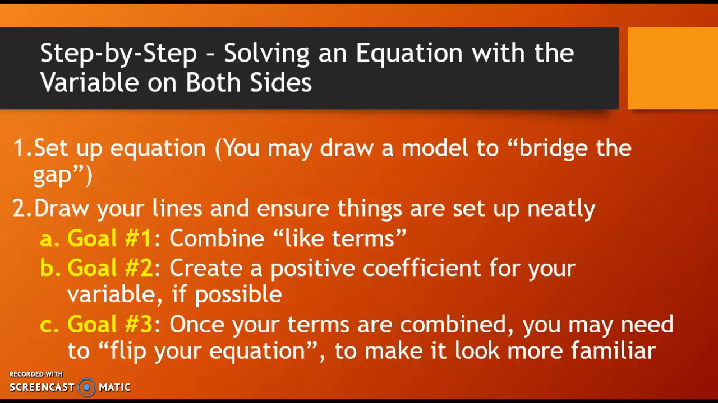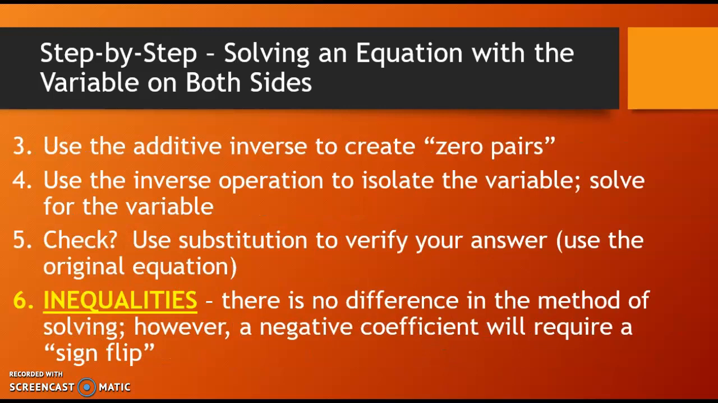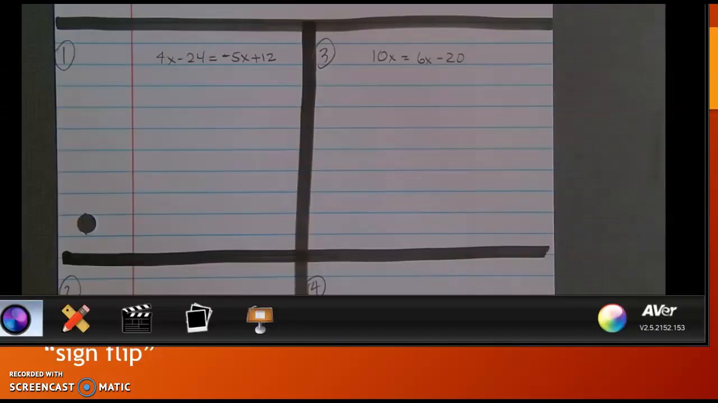Now, the next steps, of course, are going to be the same as they would be for solving any equation: creating your zero pairs, using the inverse operation to isolate your variables, and any checks that you may need to do. Now, remind yourself that inequalities, of course, are not going to have any difference in terms of solving. However, a negative coefficient will require you to flip the sign. Okay, so let's start off with our equations.